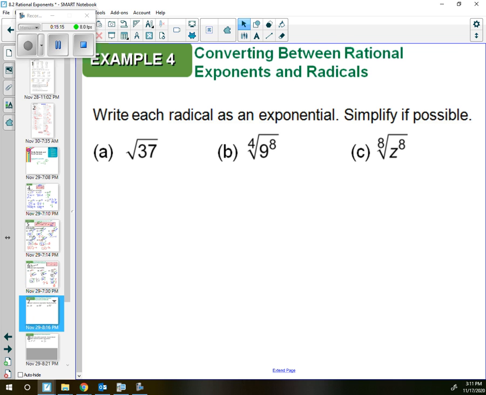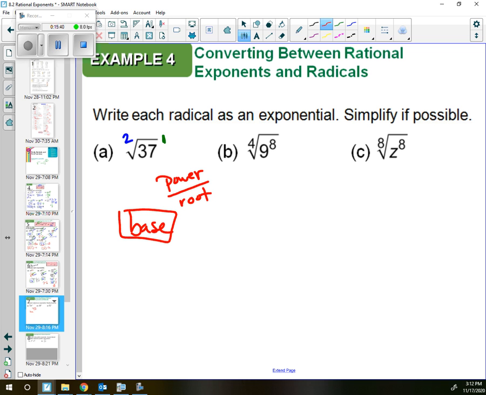So I'm just going to put in some numbers here. What root is this first one, letter A? Well, that's a square root, so I'm going to emphasize that that's 2. And then it's raised to the first power, 37 to the first power. So how can I rewrite that? Well, let's just write it in that form. So we're going to have a base raised to the power over the root, right? So the base, whatever our base is, raised to that exponent.